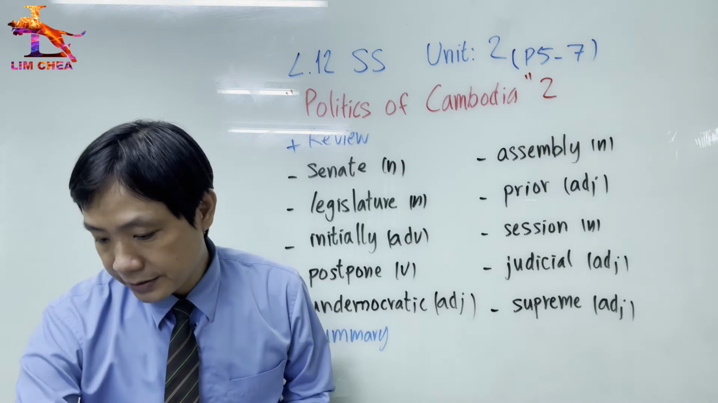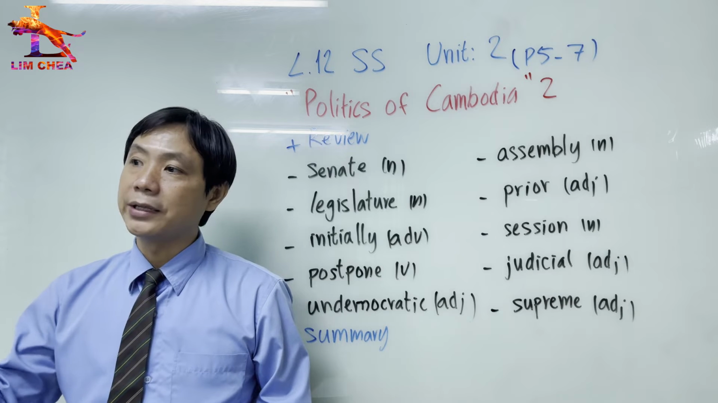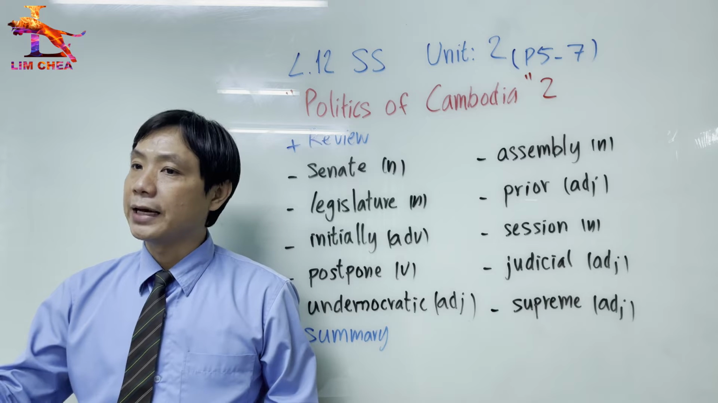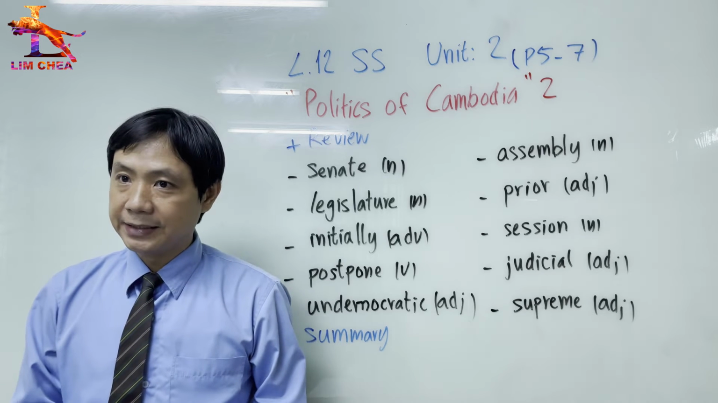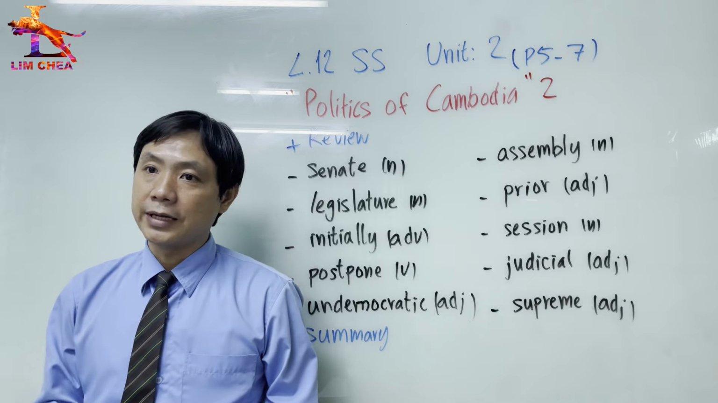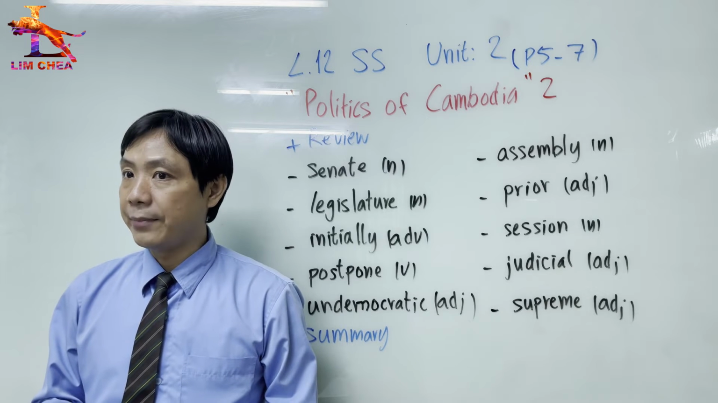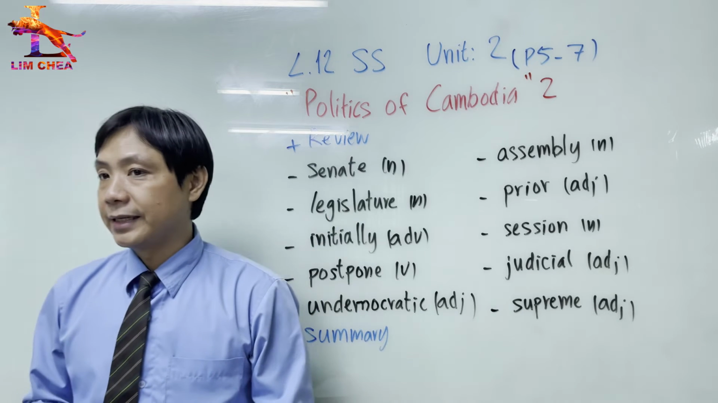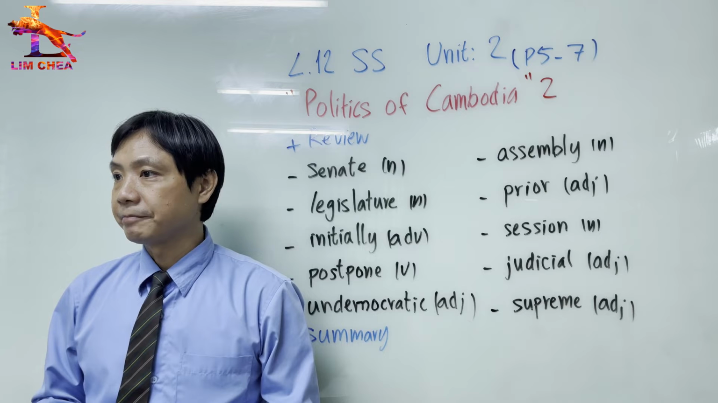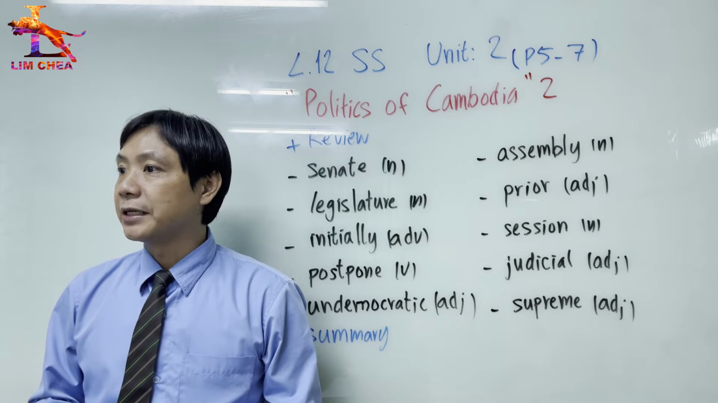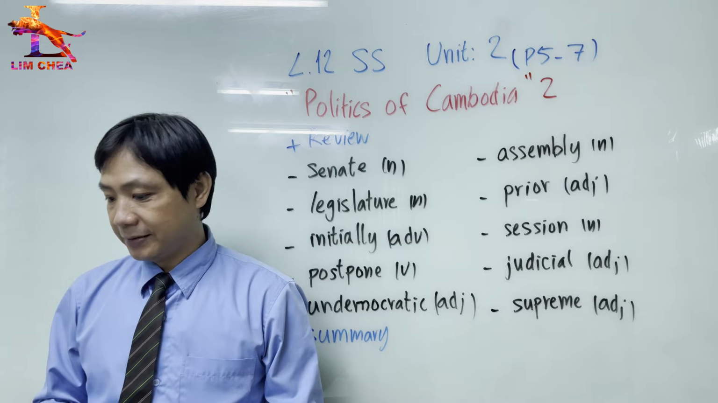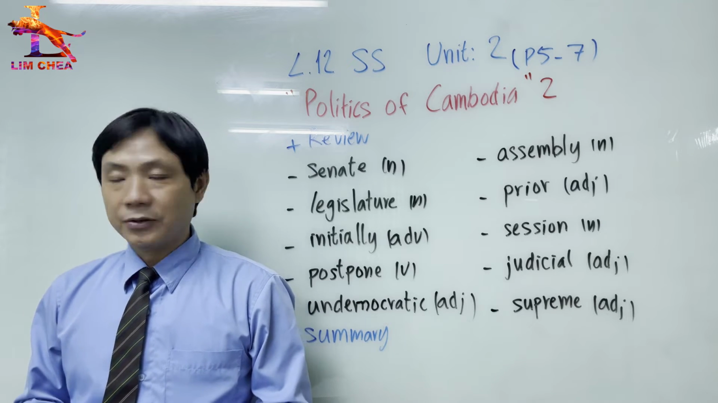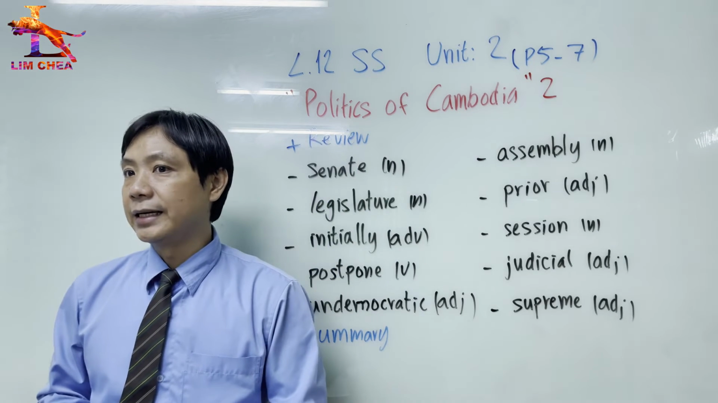So the legislative branch is just like a lawmaker who makes the law, and it has a bicameral parliament. It has two houses. The first one is the Senate. You can say upper house, that has 62 members, and the second is the National Assembly that has 123 members in there. And they are elected for a term of 5 years. Okay, this is what we studied in Unit 1.